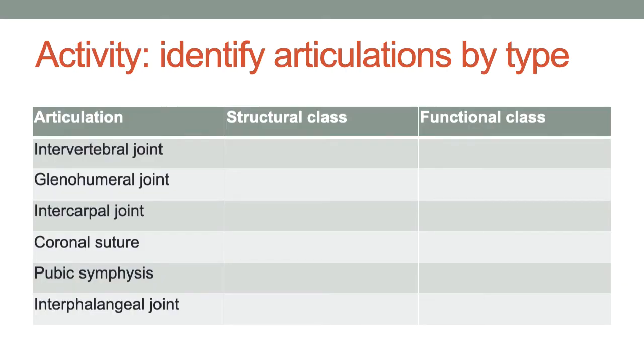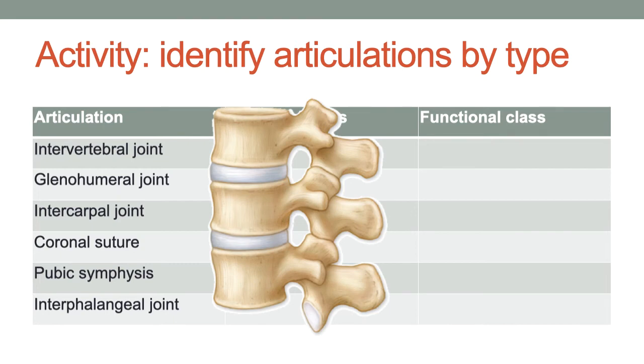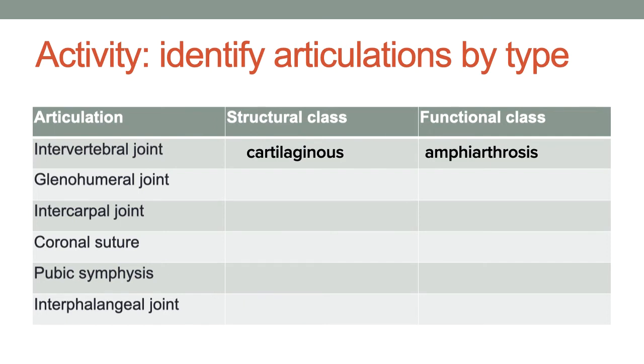Okay, so for the next section, we're just going to identify some articulations by type, and we're going to go through them by structural class as well as functional class. So the intervertebral joint consists of two adjacent vertebrae with a cushion in between. Okay, so the structural class is cartilaginous, and the functional class is amphiarthrosis.